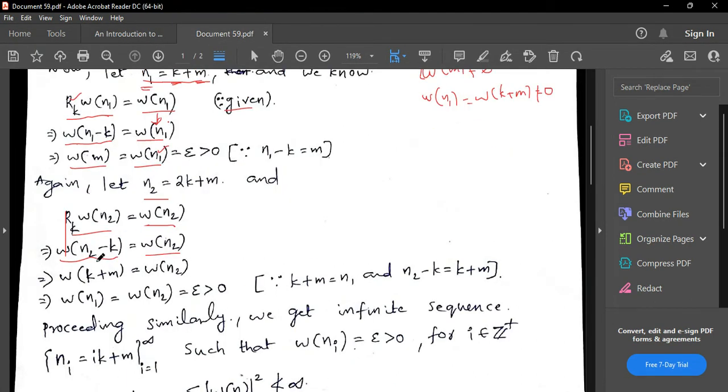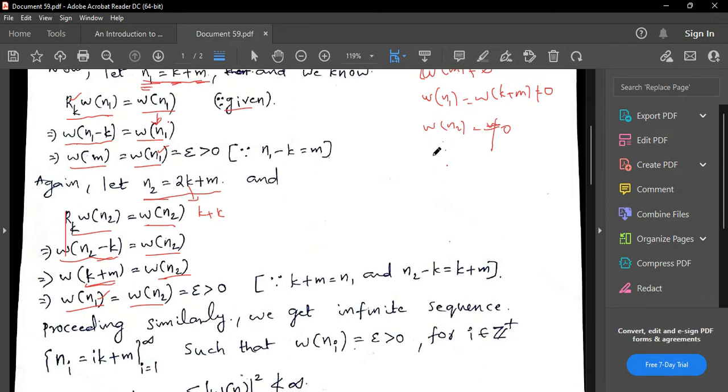Okay, this n2 minus k, what is defined? n2 is defined like this. So n2 minus k will be k plus m. So this 2k can be written as k plus k, and taking k to the left, and k plus m we will get w of n2. So w of n1, what is k plus m? k plus m we already derived as n1. So w of n1 will be equal to w of n2. So we have produced another index w of n2 such that it is not equal to 0.